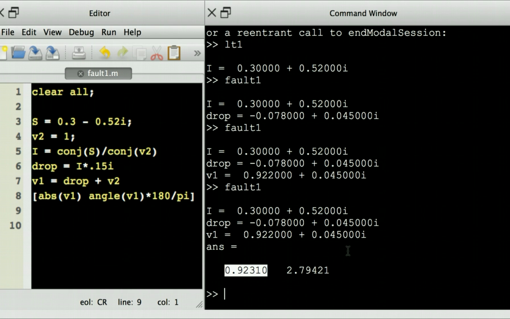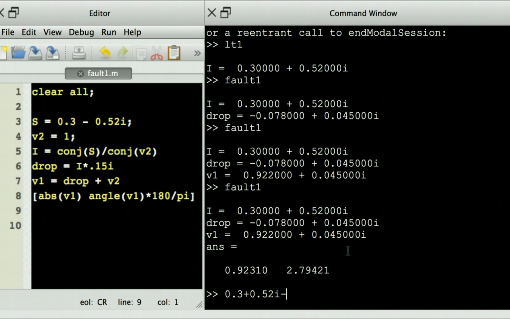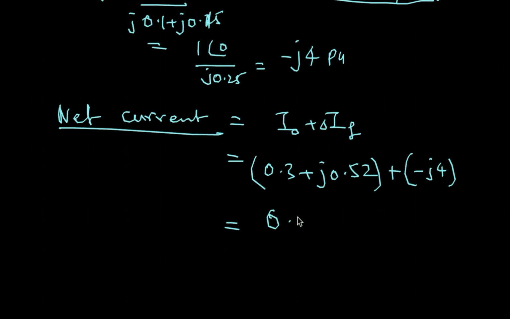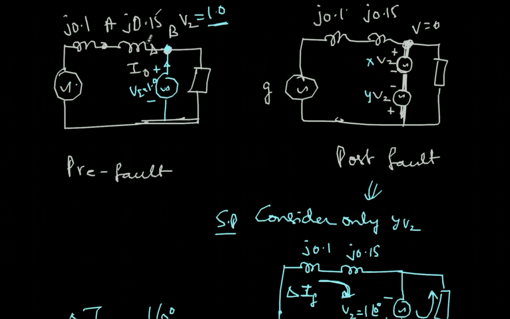So let me calculate the I fault here. 0.3 plus j0.52 minus j4 gives 0.3 minus j3.48. So this is the final net fault current. Now who is supplying this current? This net fault current is being supplied by the generator G1. So this generator itself is supplying that entire fault current.